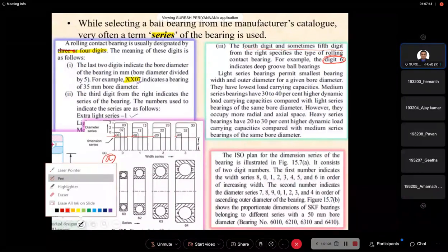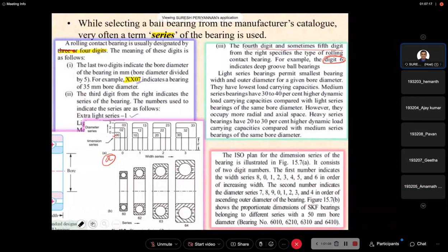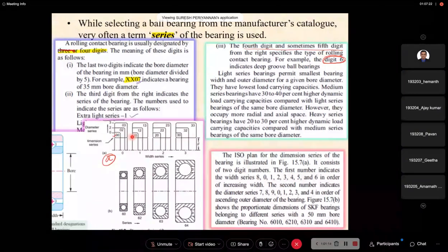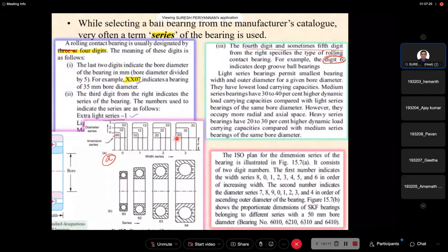Please listen carefully here. The first digit 0, 1, 2, 3 defines the width series of the bearing. Now I come to the diameter series. Obviously, the width of the bearings is 0, 1, 2, 3. The width of the bearing increases when the series number increases.